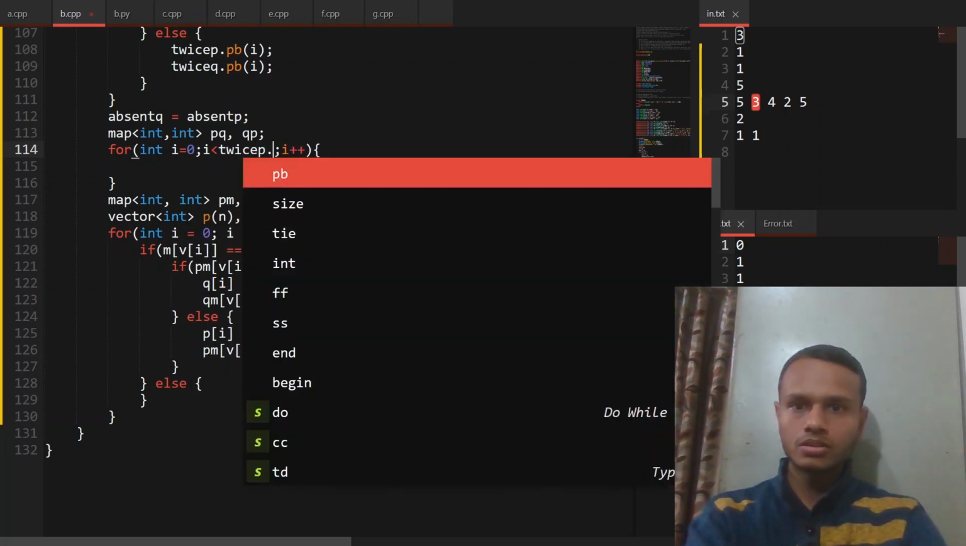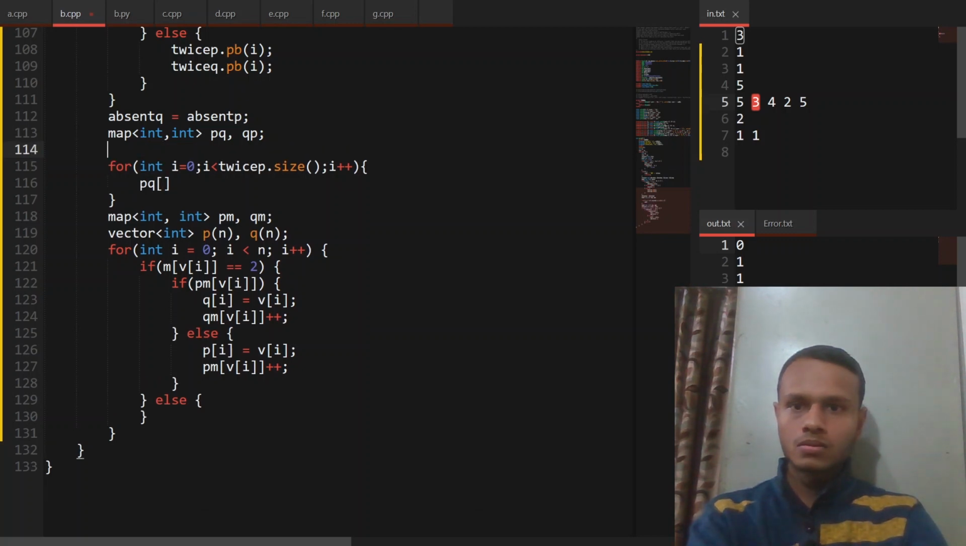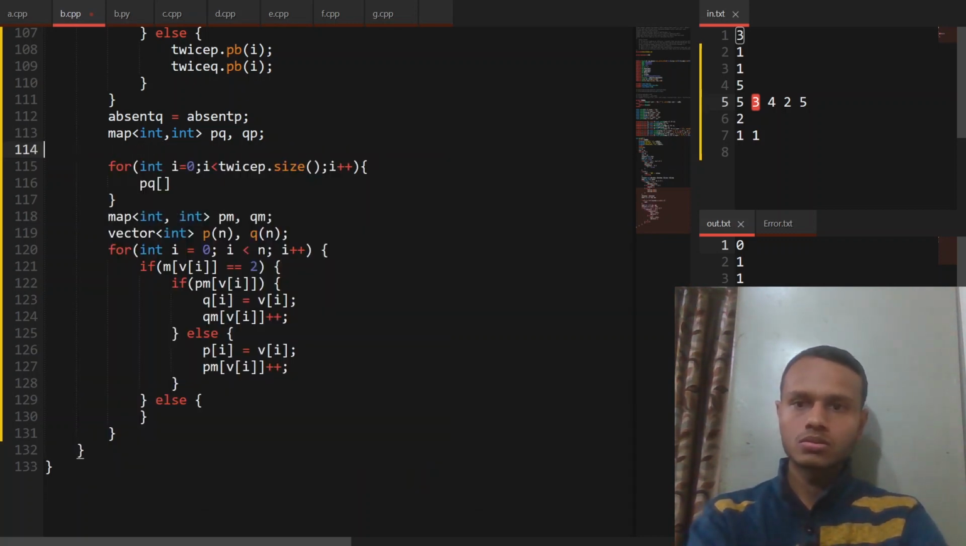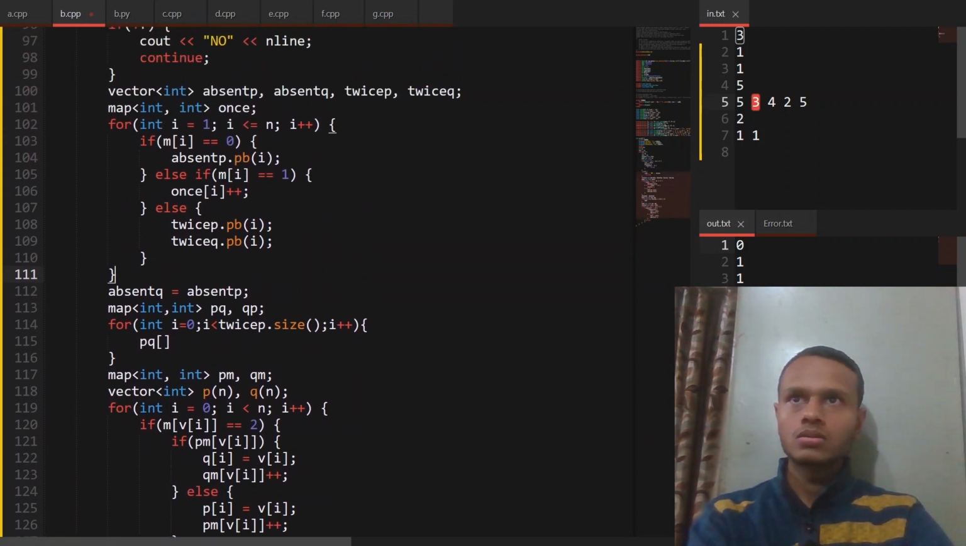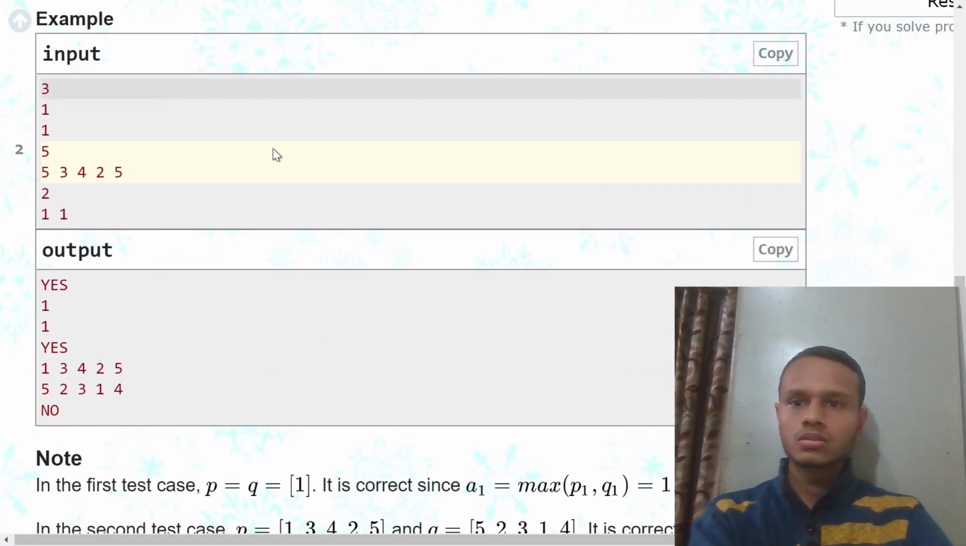Twice P dot size. So I have to, no, asserting is wrong. This case is not a very good case, because here 1 is absent and only one element is absent.